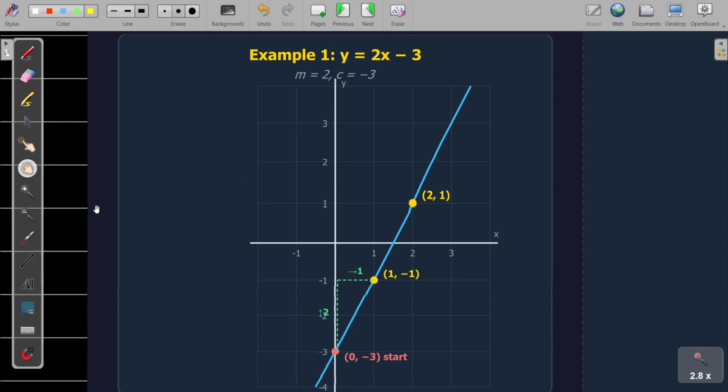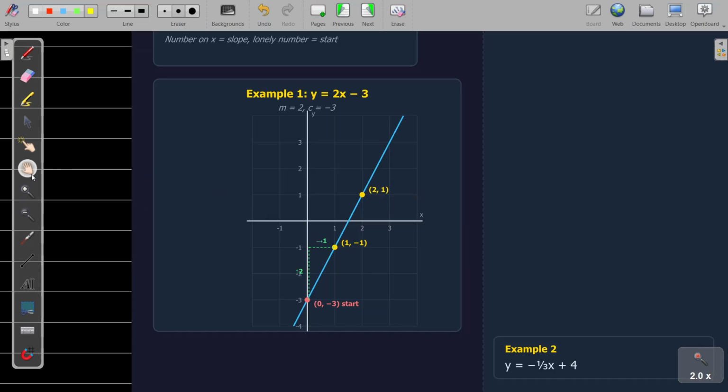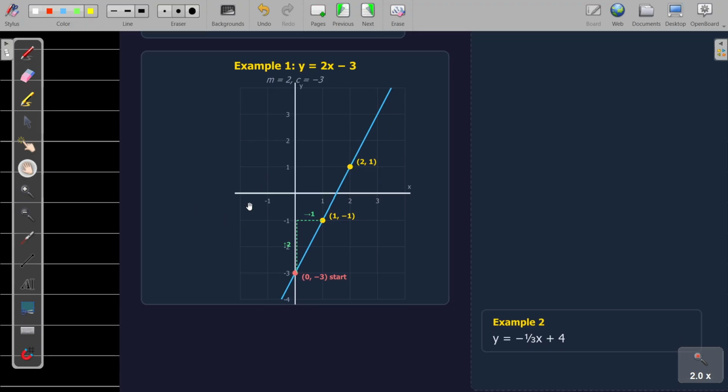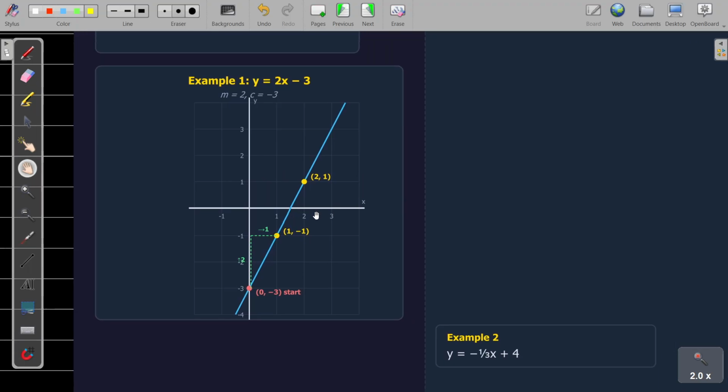Now I've already drawn this. I'm sorry for that, I know I don't like drawing. I pre-drew this, of course, but I'll show you how the process looks, and I'll explain why we have this in the first place. So let's graph this: y equals 2x minus 3. I'll write it here as well, just in case.